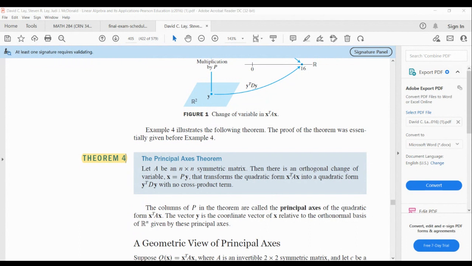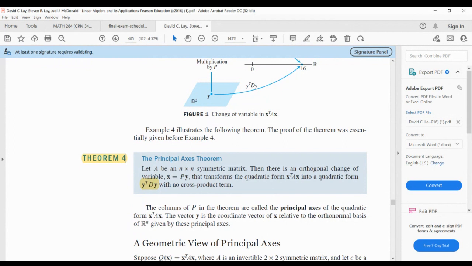But the point is, we can transform that ugly quadratic form into a quadratic form, y transpose D times y, with no cross product term. That's called the principal axes theorem. Okay, that's what that's called.